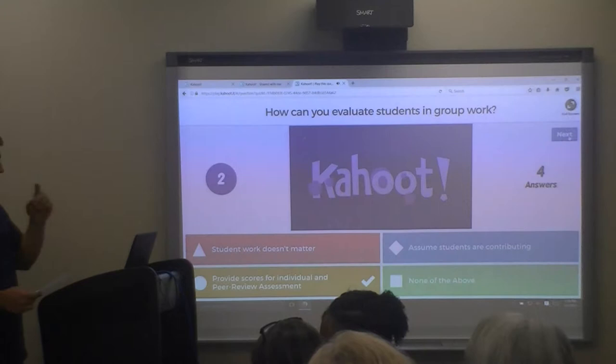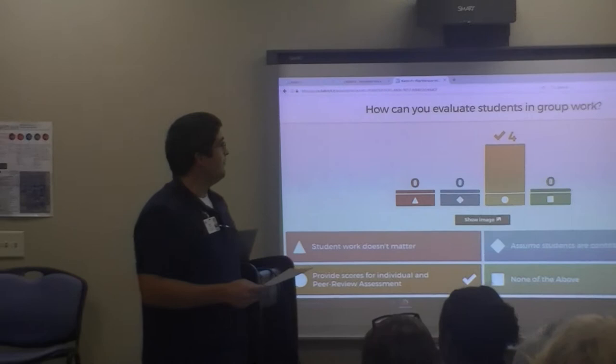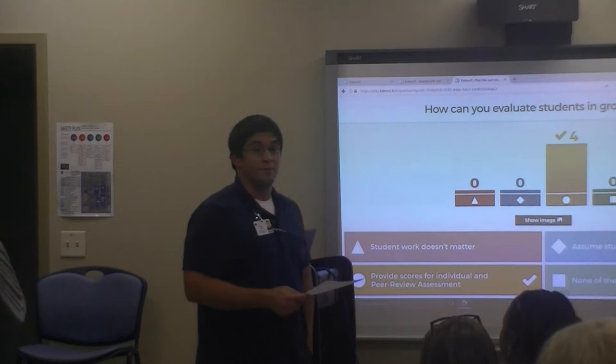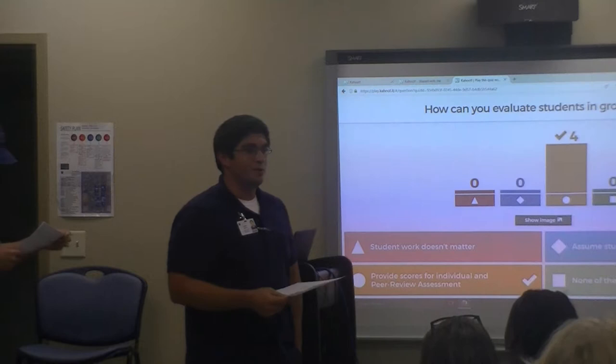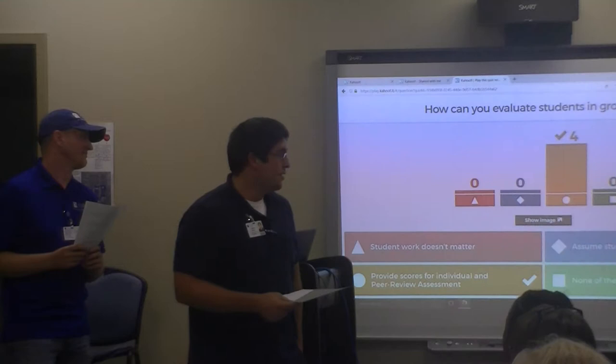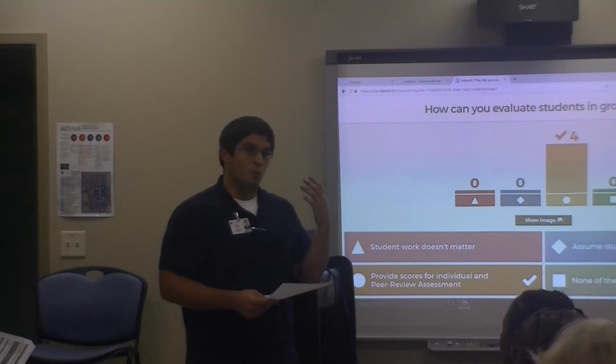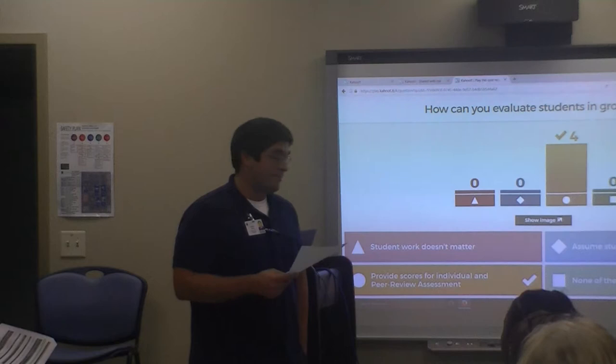Okay, so we said the best way to evaluate students' group work is by individual peer review assessments. The reason is that it prevents free ridership. Some students, as she said earlier, are sponging off of others and taking their grade when in reality they didn't do anything at all. Having the group peer review each other within a group allows a more accurate identification of who did what, and the individual peer review further encourages their participation in the grade as a whole.